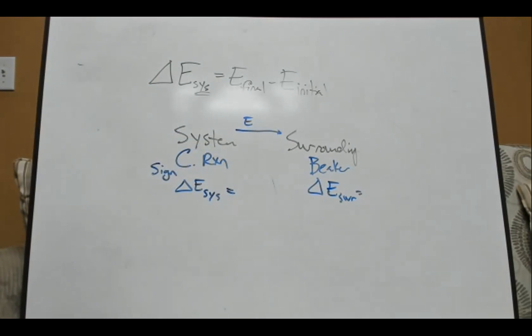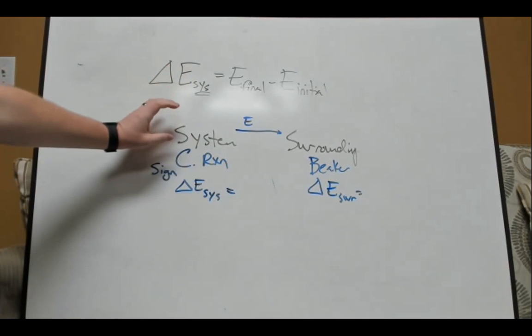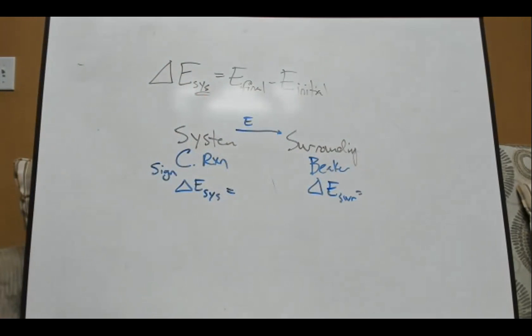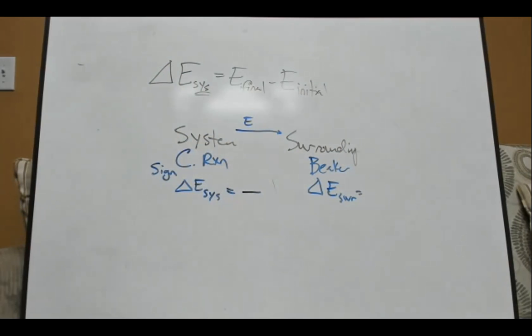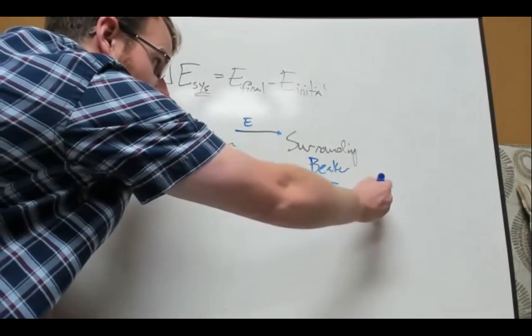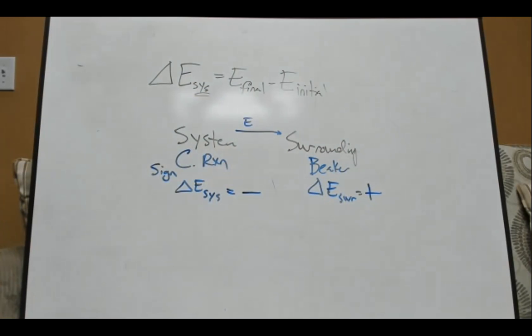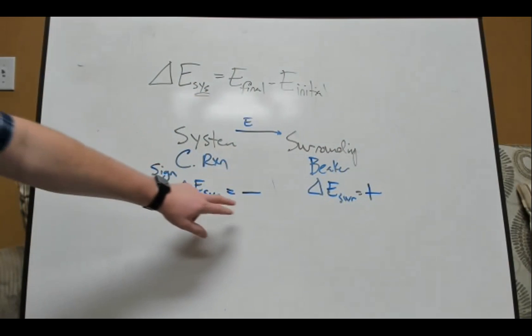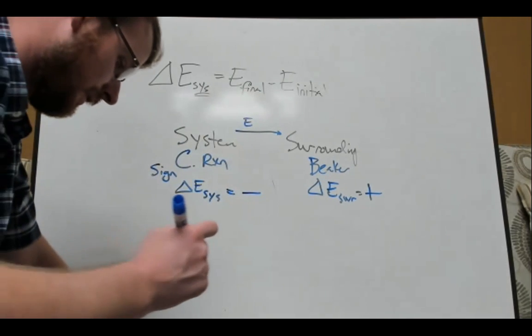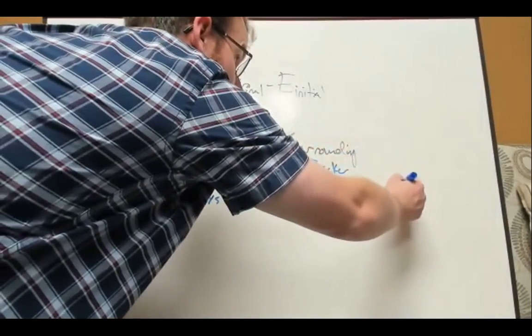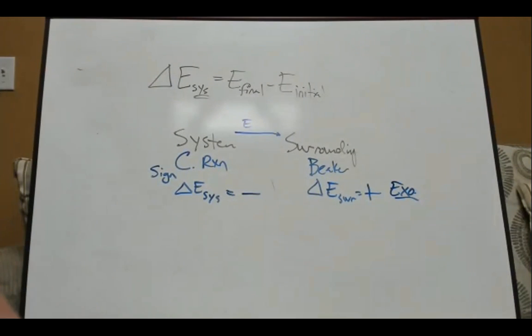Now, let's think about this just like a bank account, right? When you make a withdrawal from a bank account, what is the sign that's usually associated with it? And that is a negative sign. You are correct. When you make a deposit into a bank account, what sign is usually associated with it? Exactly, a positive. When you see the system negative and the surrounding positive, where the energy flow is going from system to surroundings, it is exothermic. Exothermic: the energy of the reactants is greater than the energy of the products.